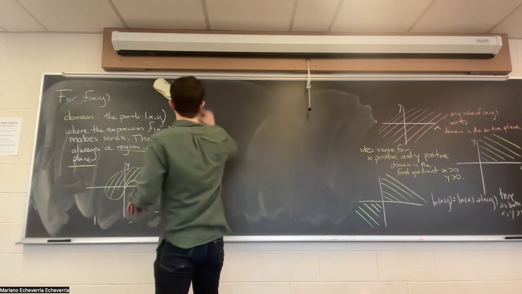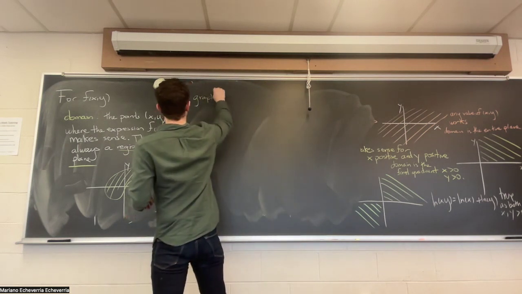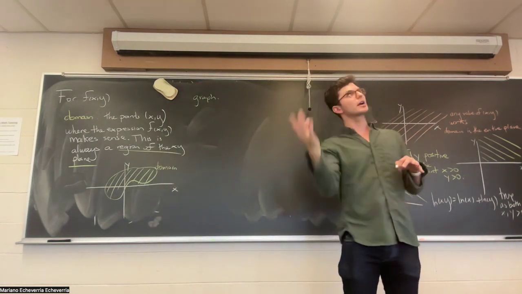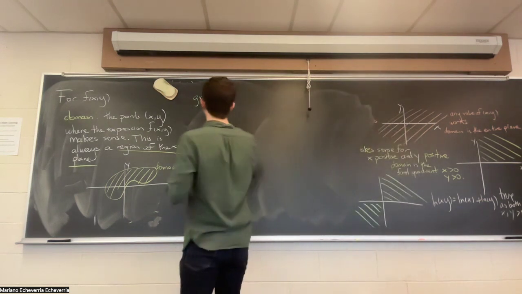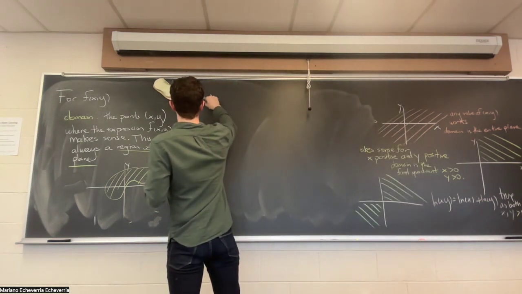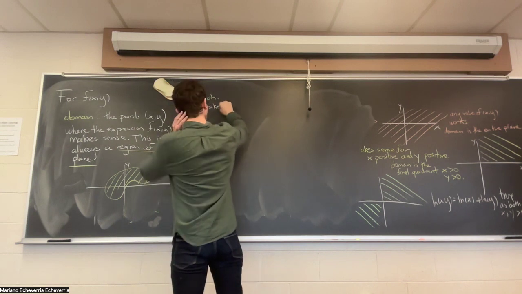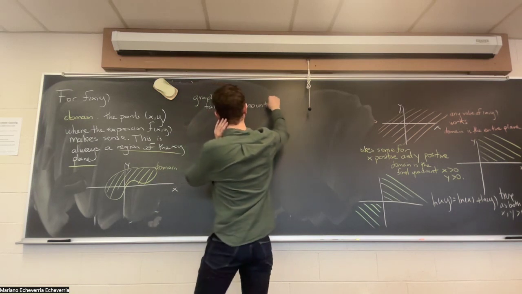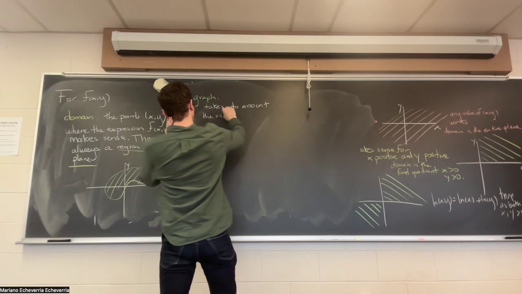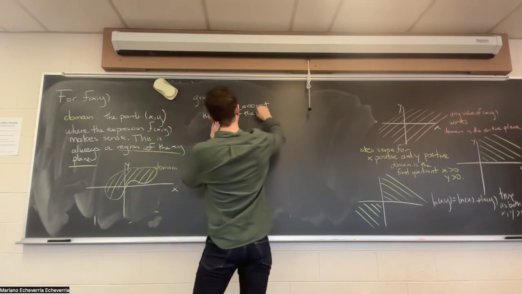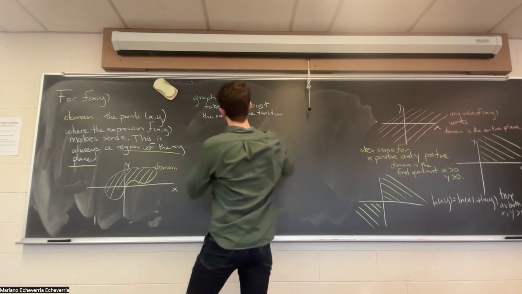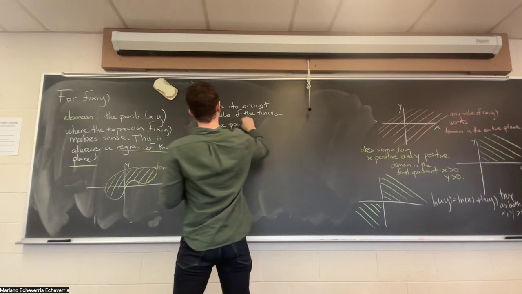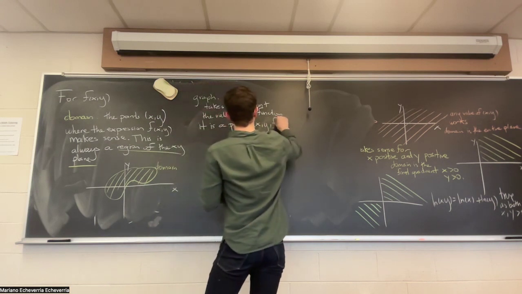Whereas the graph, what is the graph of the function? What the graph does is it keeps track of the domain plus the value of the function. So this also takes into account the value of the function. So it is a point like X comma Y comma f of X comma Y.